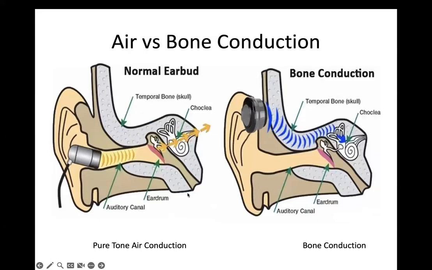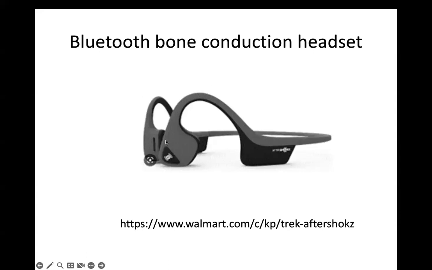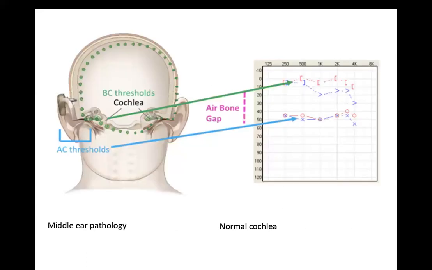Okay. This is another image that he put just to explain air conduction versus bone conduction. Here you can see he's put an earbud to test air conduction. He's testing the sound waves entering through your external ear, to your middle ear, to your cochlea. Here he's testing bone conduction because he put the implant or the device on your bone directly, and it's picked up, travels through your bone, till it gets to your cochlea. This is just a Bluetooth bone conduction headset, okay? Just for you to see how it looks.